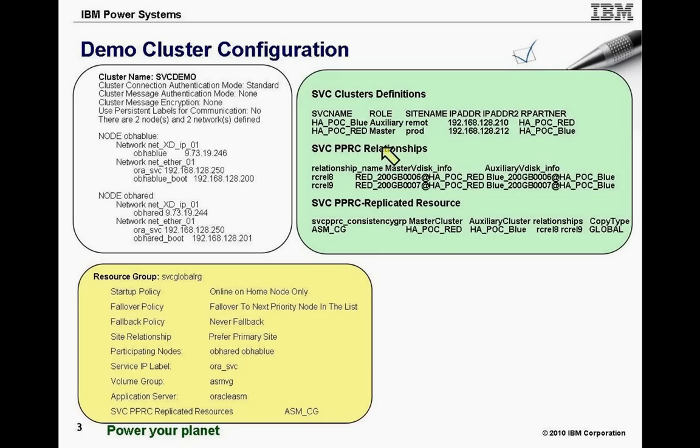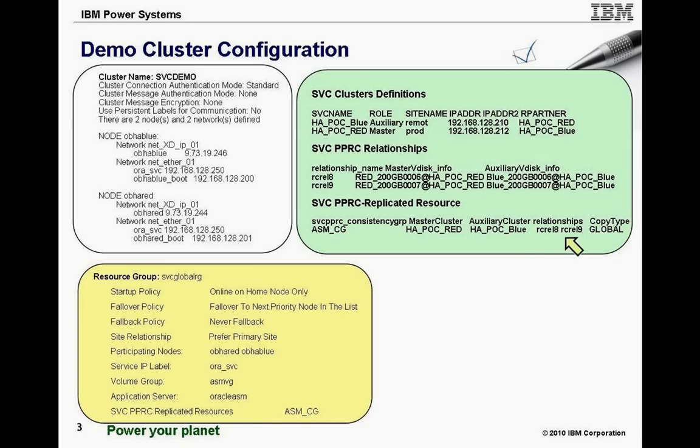associated with. We have the SVC info configured to the cluster. We have both SVCs defined. We have our LUN relationships configured, RCRel 8, RCRel 9. And then both of these relationships are part of the same consistency group called ASM_CG.